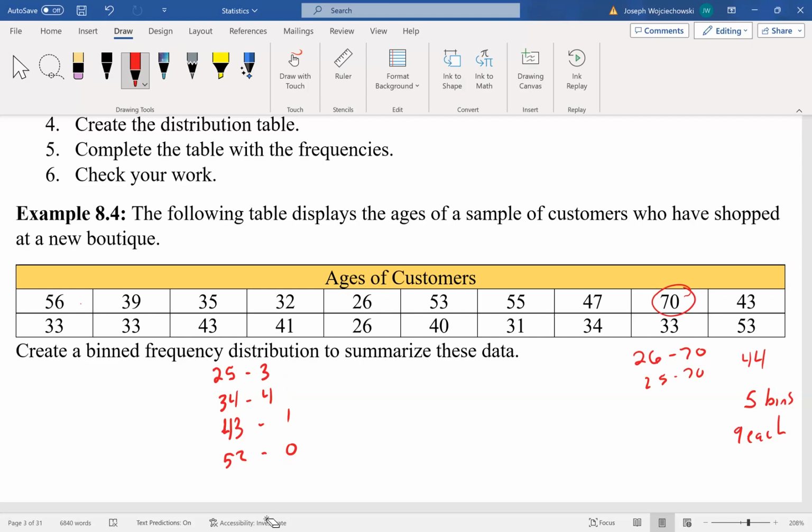So let's go 5 bins with 10 each. 25 to 34. It does take some trial and error.